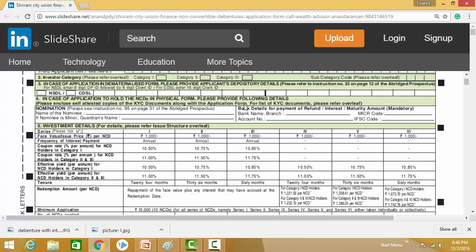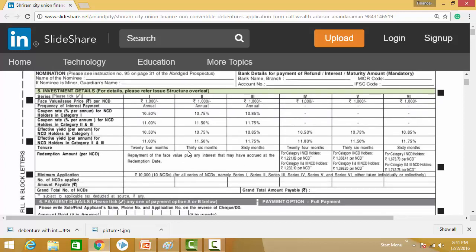This information, although not highlighted, is very important, because you have to give in your bank details, so that in case the company does not accept money from you, it has to refund into this bank account. Also, the interest amount and the maturity amount, which means the amount that will be repaid to you, will be paid through this bank account only. They will not pay by cash. So this information, although given in a very small area, is very important.